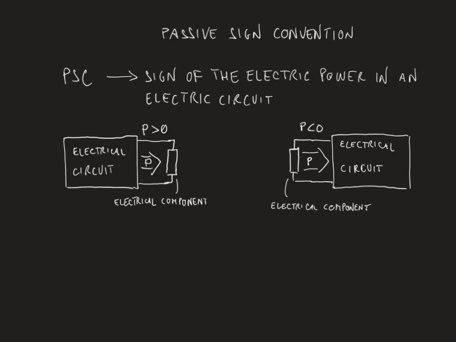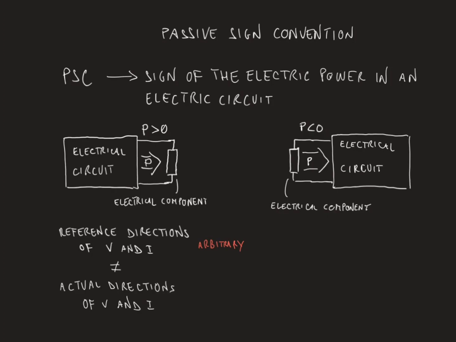These directions, which are conventional directions, might be different from the directions of the actual current flow and voltage. This is quite an important point. The reference directions of the voltage and current variables, which can be assigned arbitrarily, must be distinguished from the direction of the actual voltage and current, which is only determined by the circuit.